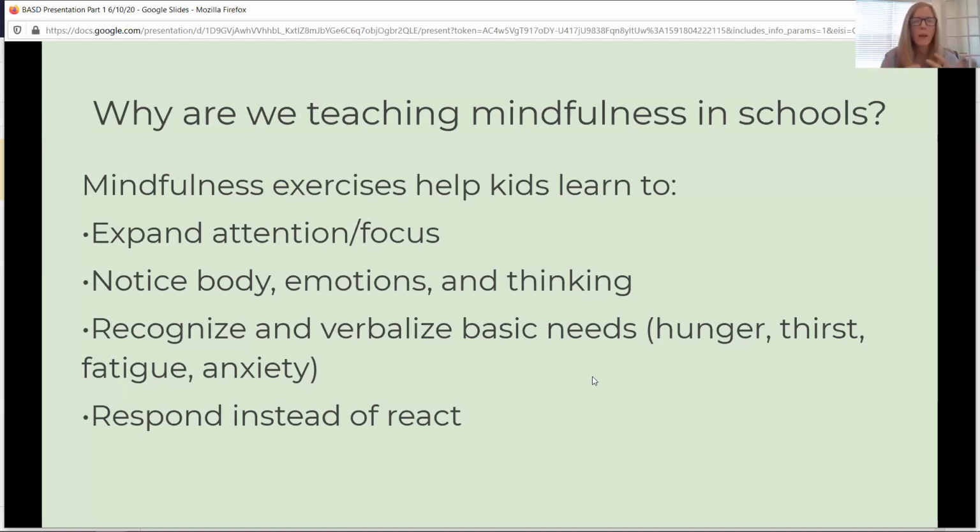Notice their thoughts, recognize their basic needs, instead of just holding all that in and then exploding later, reacting. We're teaching them to notice what's going on, and then have the ability to respond to that, to verbalize your needs, or whatever it is that you need to do. We're teaching that self-awareness is that first step.